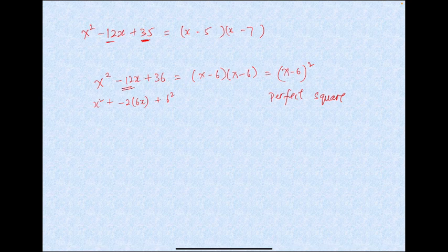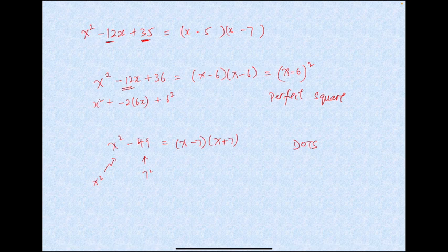Now, what about something like x squared minus 49? This is the difference of two squares, which is x minus 7, x plus 7. This is made up of 7 squared, and this of course is x squared. Alright, so you need to recall all these skills.